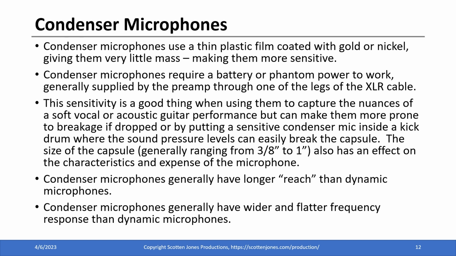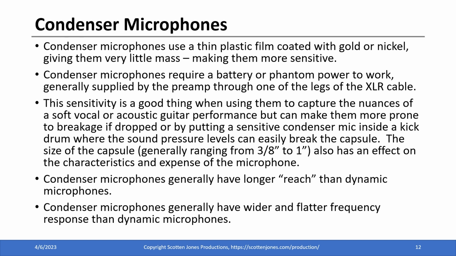Condenser mics use a thin plastic film coated with gold or nickel. So they have very little mass to them. They don't have a big voice coil hooked to them, just a little coating. Then something called capacitance is used to sense the motion of that metal-coated, very thin diaphragm. So they're more sensitive. They respond to the subtlest little changes a little bit better.